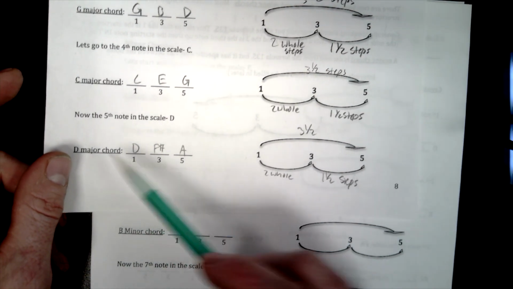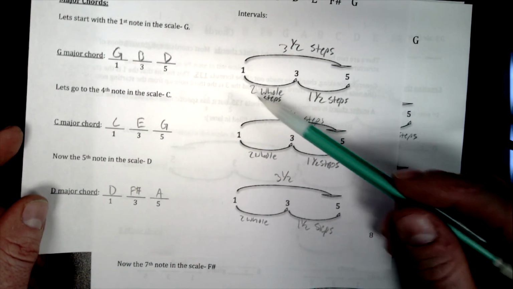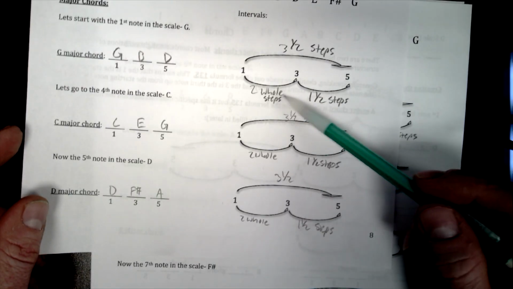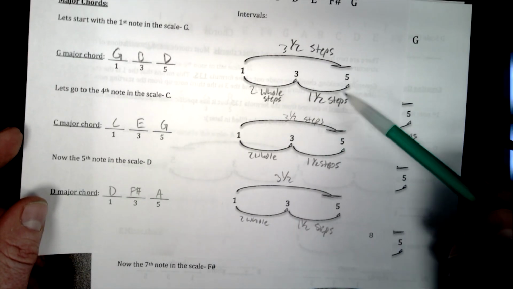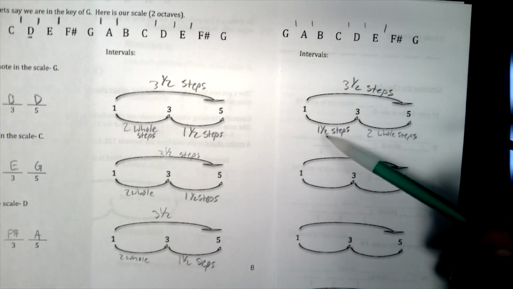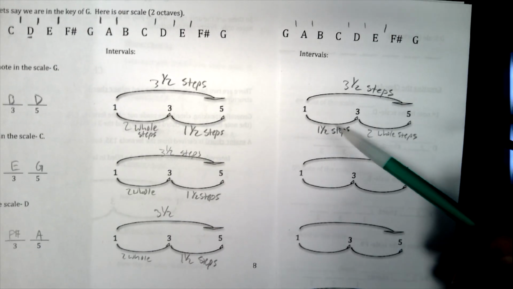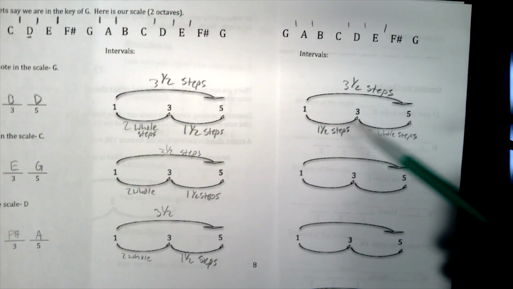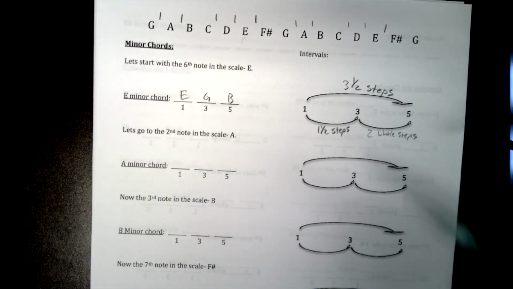One thing I'm already seeing is that in a major chord, between the 1 and the 3 there were 2 whole steps, and between the 3 and the 5 it was 1.5 steps. The 1 and 5 was 3.5. So far, with a minor chord, the only difference is that these intervals have switched. Let's see if it keeps going.